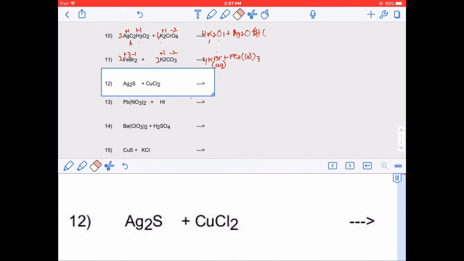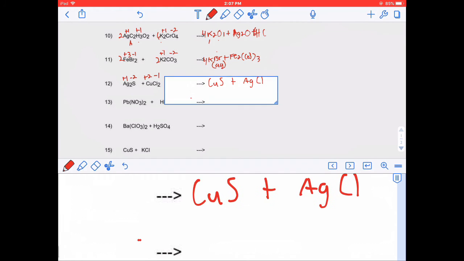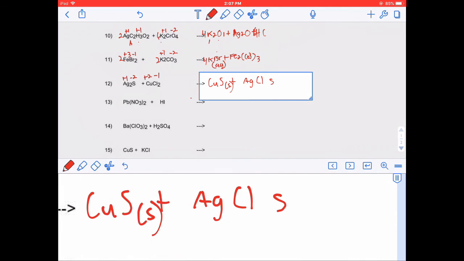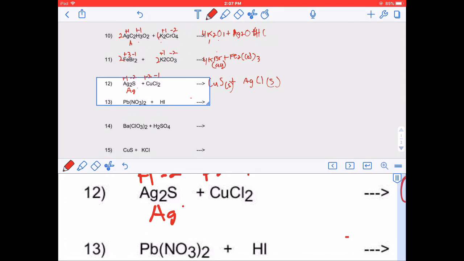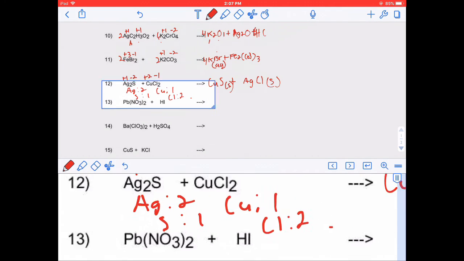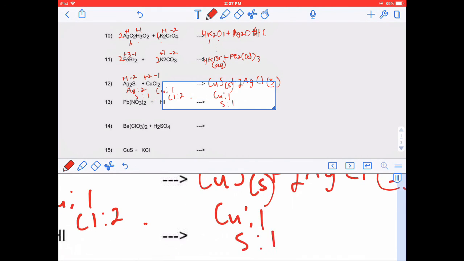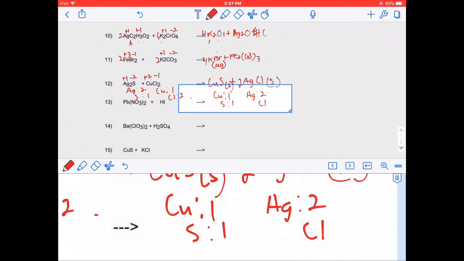For this last equation, the Ag has a +1 charge, the S has a -2 charge, the Cu has a +2, and the Cl has a -1. Alright, so the 2 inner ones cancel, so do the 2 outer ones. The CuS follows the solubility rule, it is insoluble. The AgCl also is insoluble with each other. That's why I put s's in parentheses next to them. So now just balance out the equation, and I'm done.